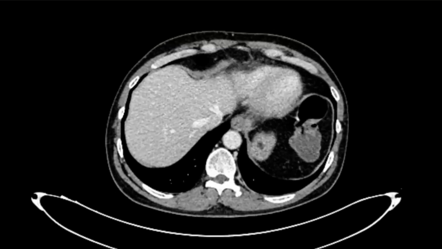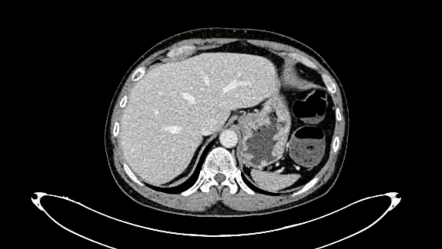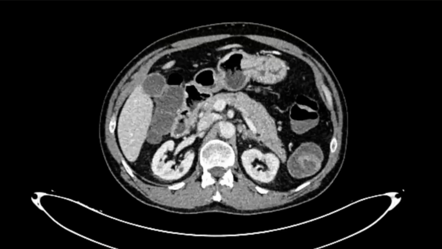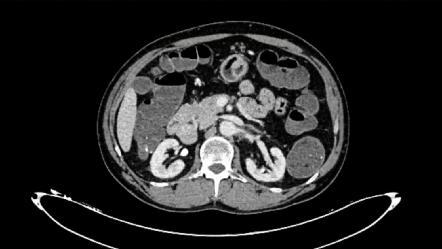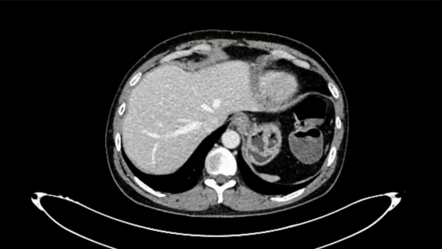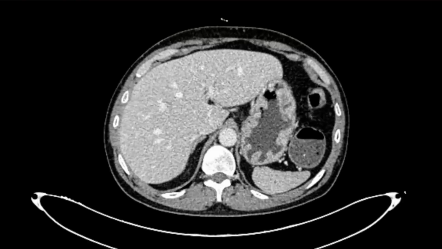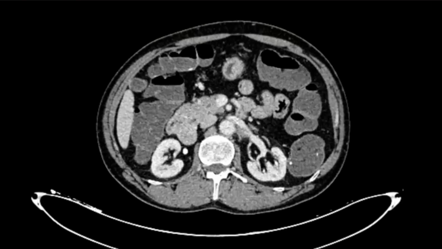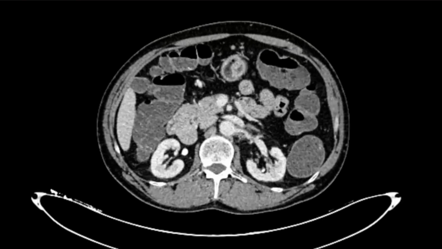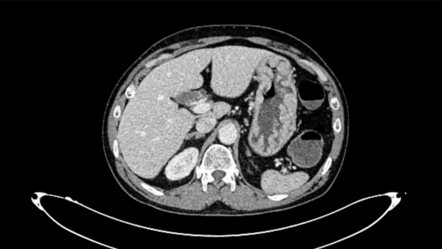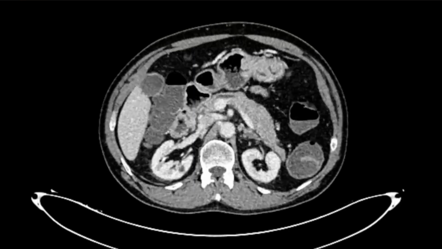I'm looking at the esophagus and the stomach. The gastric folds are appearing very prominent. I'm looking for the surrounding evidence of fat stranding. There is no significant fat stranding around the stomach. I'm looking at the duodenum.